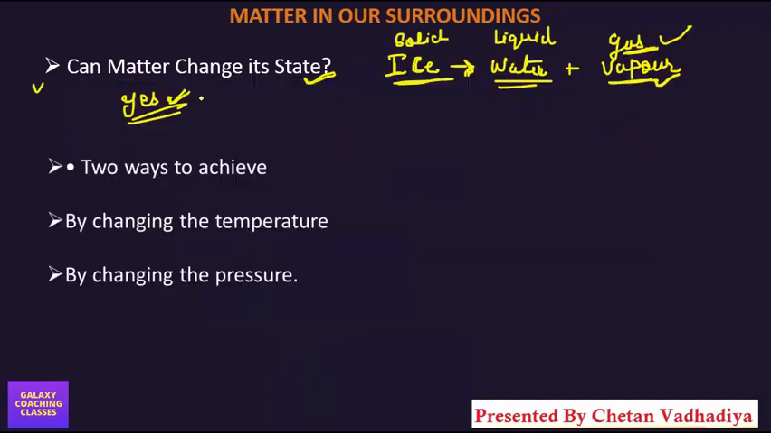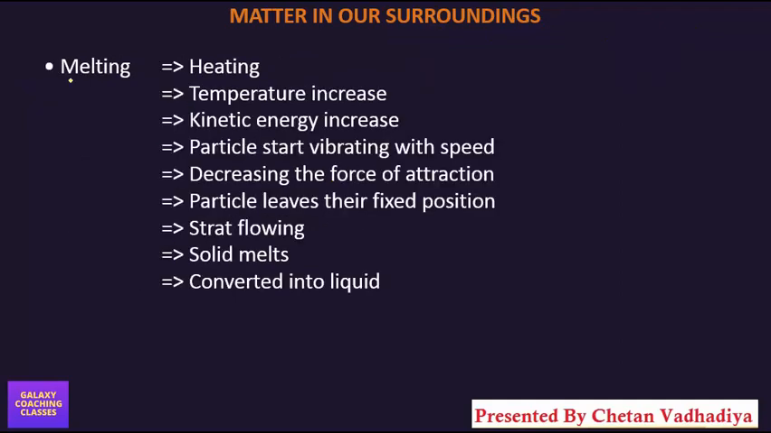So let us start. You can see there are two ways to achieve this change in state. How? One by changing the temperature and one by changing the pressure. So we are going to study changing the temperature first and then pressure. First in changing the temperature is melting.